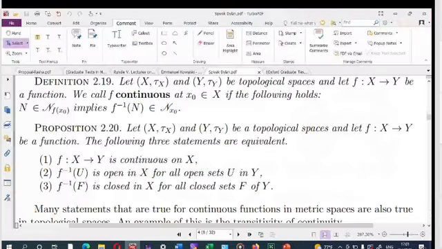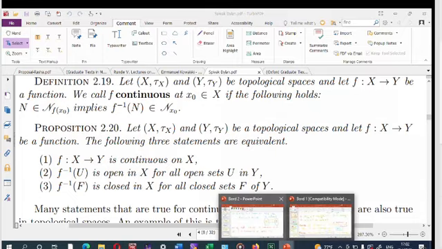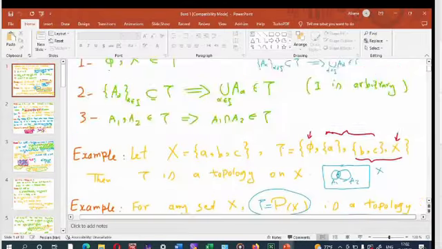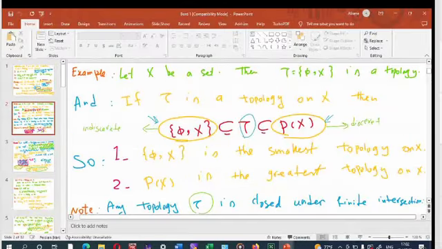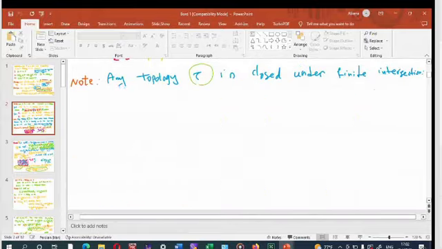Now we have this proposition: f is continuous on X, or f is continuous at all points of X, if and only if for any open subset U of Y the inverse image of U under f is open in X, and the inverse image of any closed set is a closed set. All of these are equivalent. The proof of this is easy.